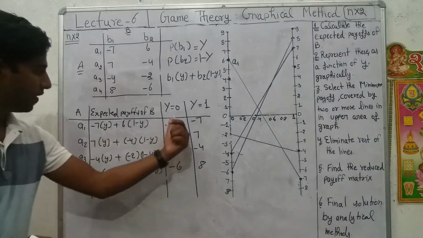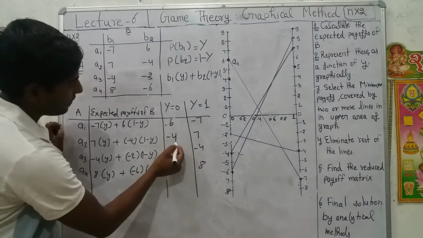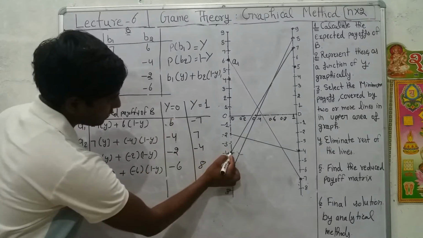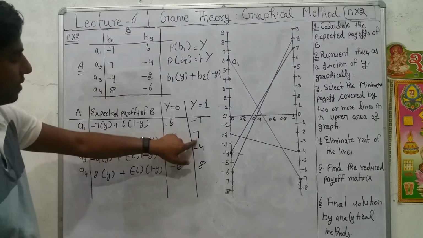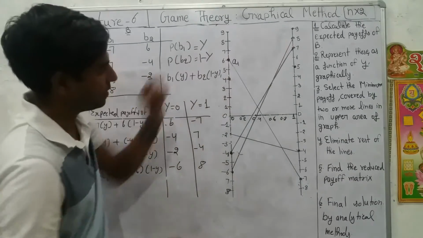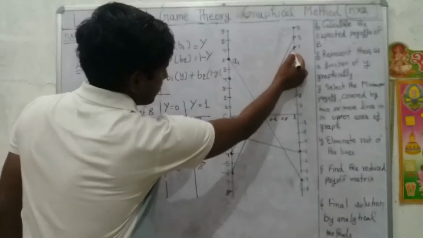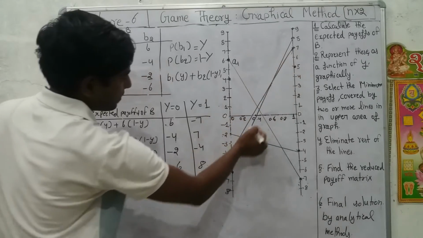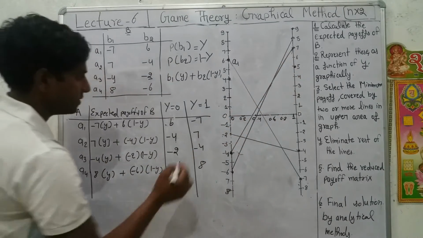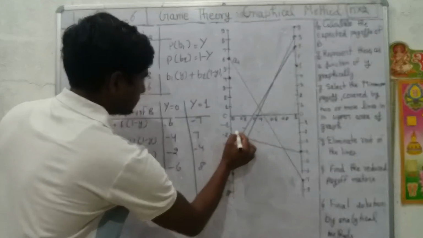A2: on y equal to 0 the value is minus 4, that is this point, and if y is equal to 1, then the value is 7. So again we join these two points with this line, which is known as A2.